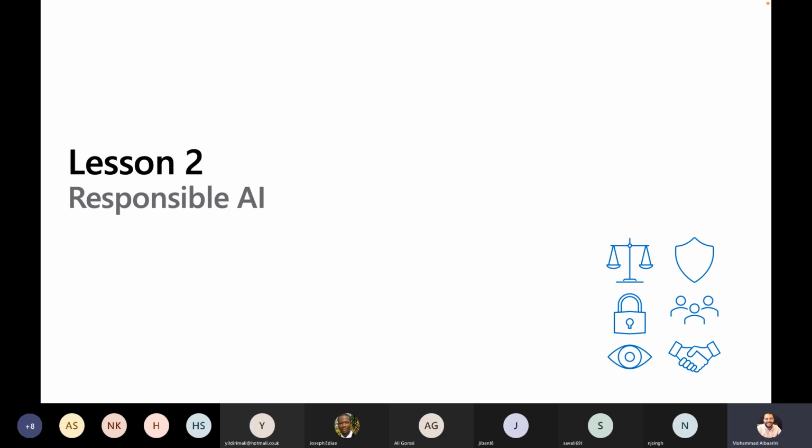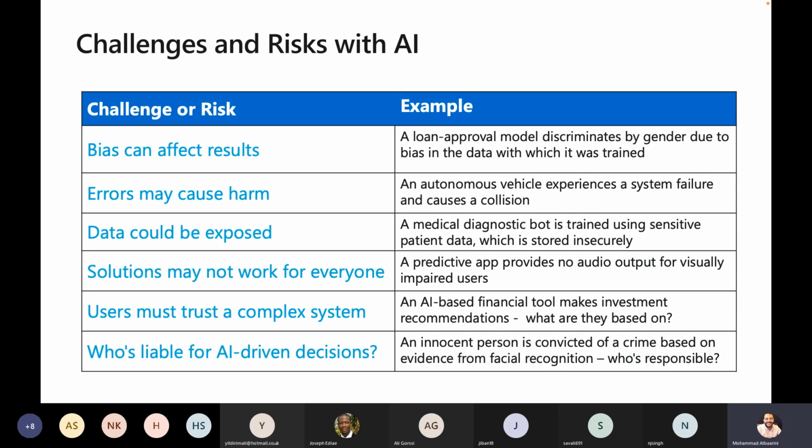So lesson two for this session is responsible AI. There are some challenges and risks of using AI. Some of them are listed here with some examples, and the rest you can discover by doing some research. For example, the first one is that bias can affect results. For example, a loan approval model discriminates by gender due to bias in the data with which it was trained.